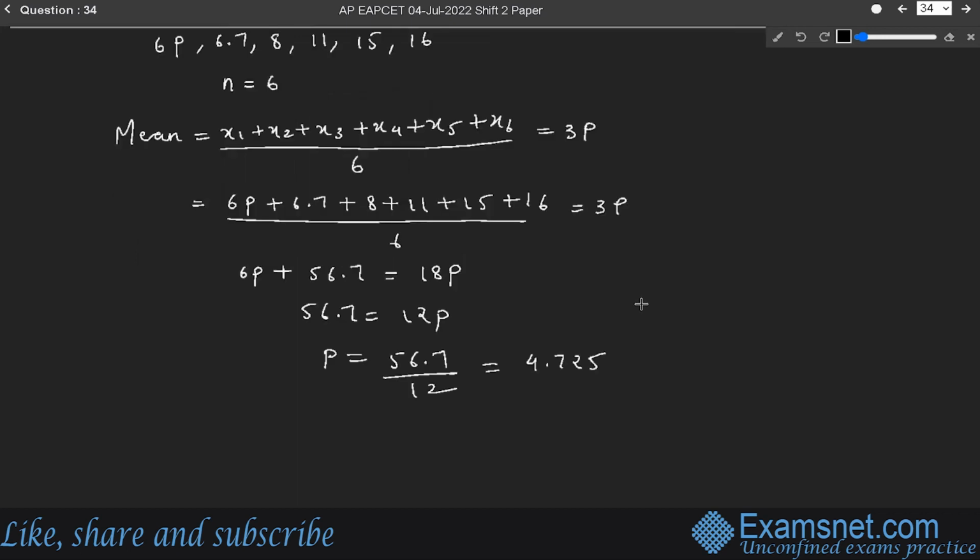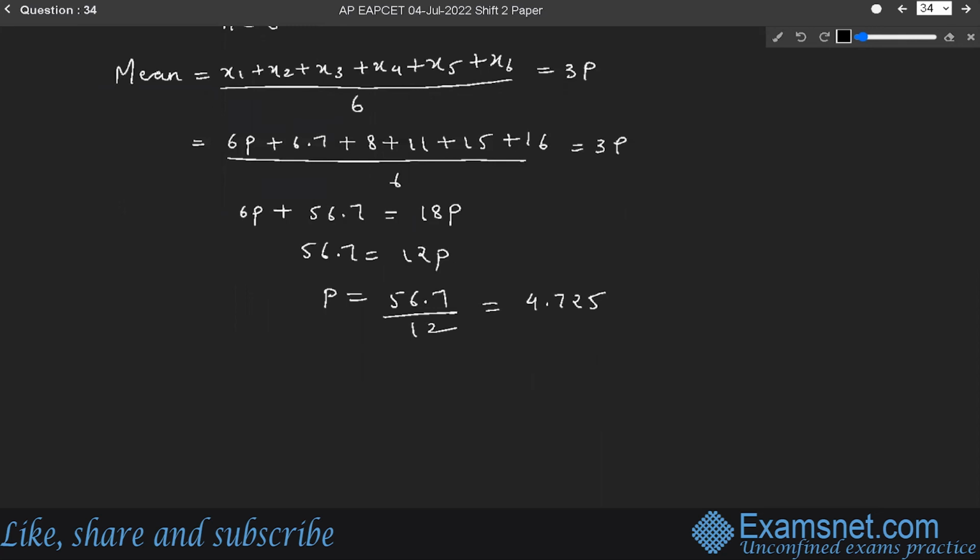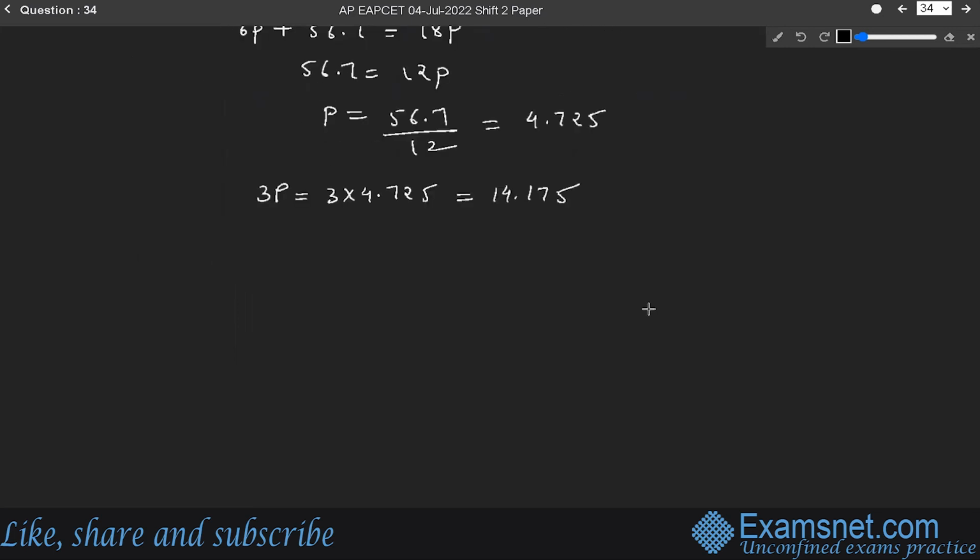Now, let us find the value for the mean. Mean is 3 times p. Therefore, 3 times p will be 3 into 4.725, which is equal to 14.175. This is the value for mean, but we have to find the mean deviation about mean.